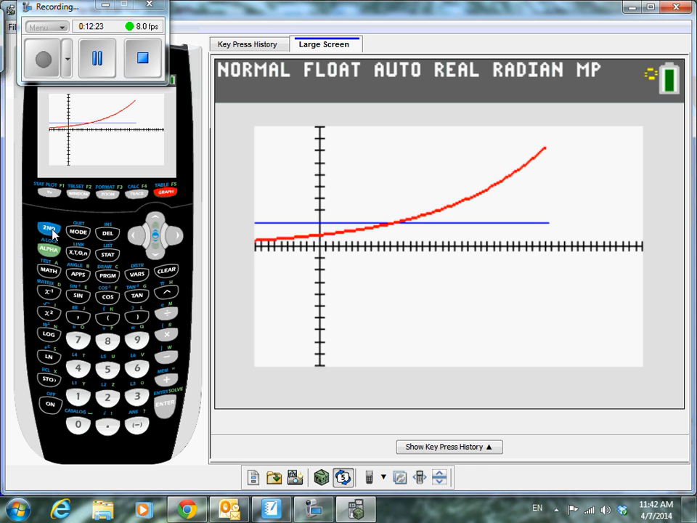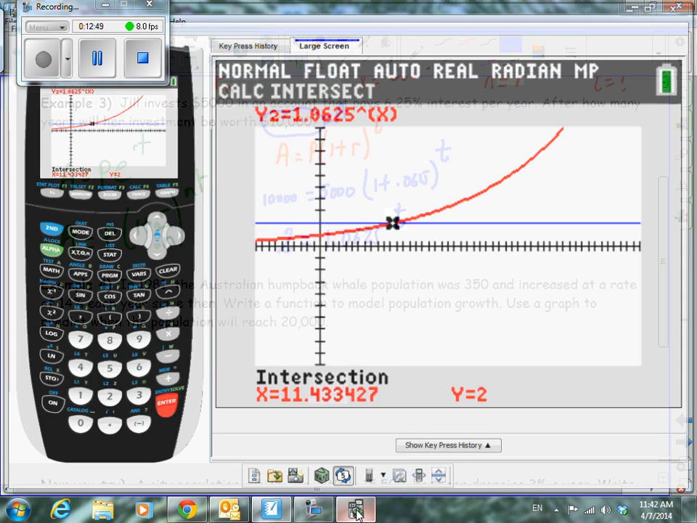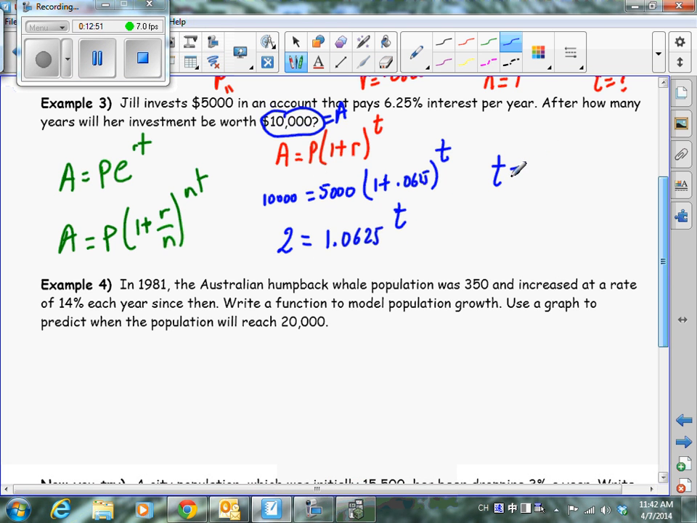So from here, I will do second trace 5. Enter, enter, enter. It tells you that it's after 11.43. And that's in years or what? Or months? In years. So you will say 11.43 years. So t is equal to 11.43 years.